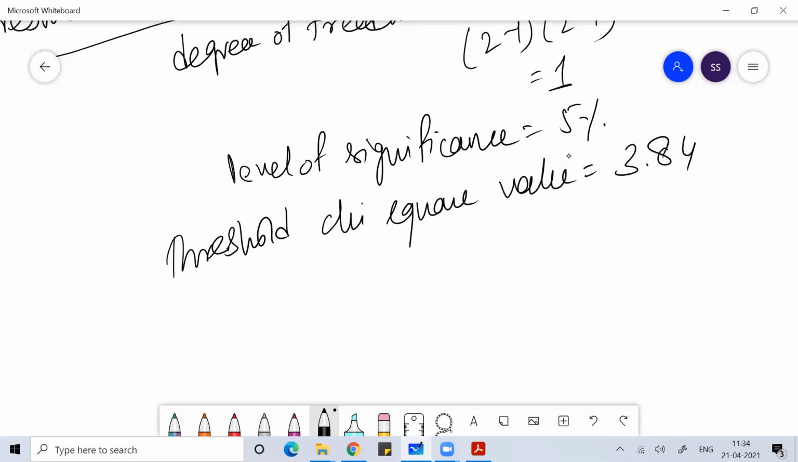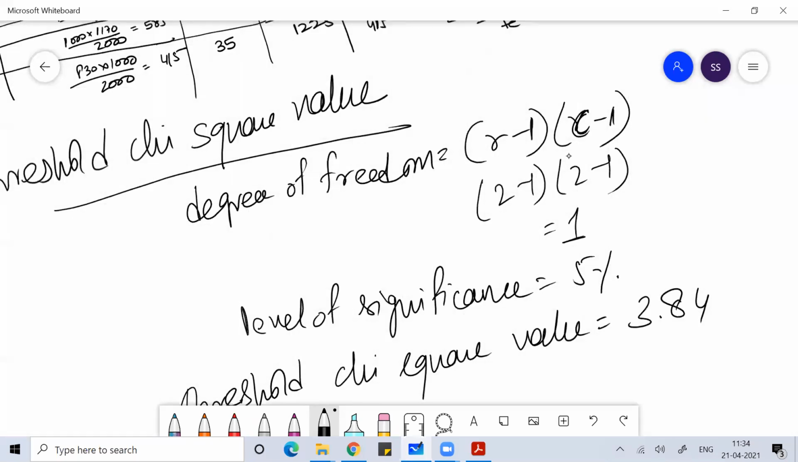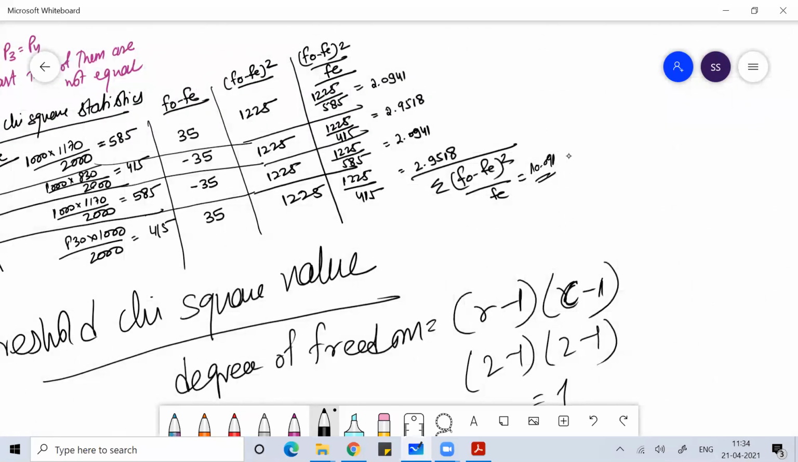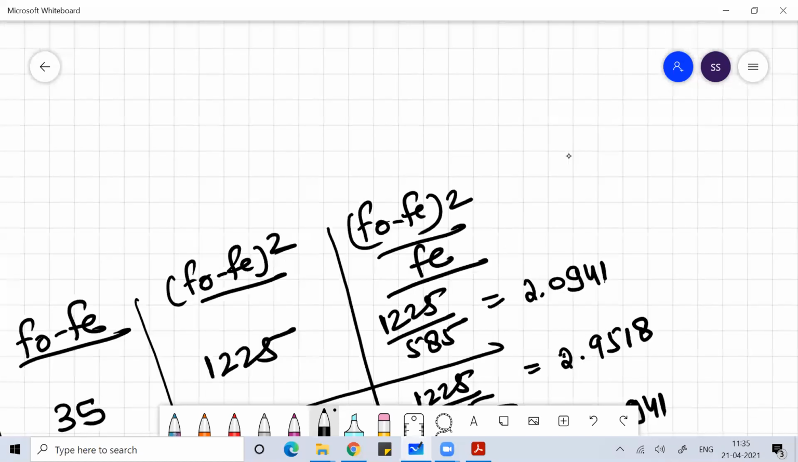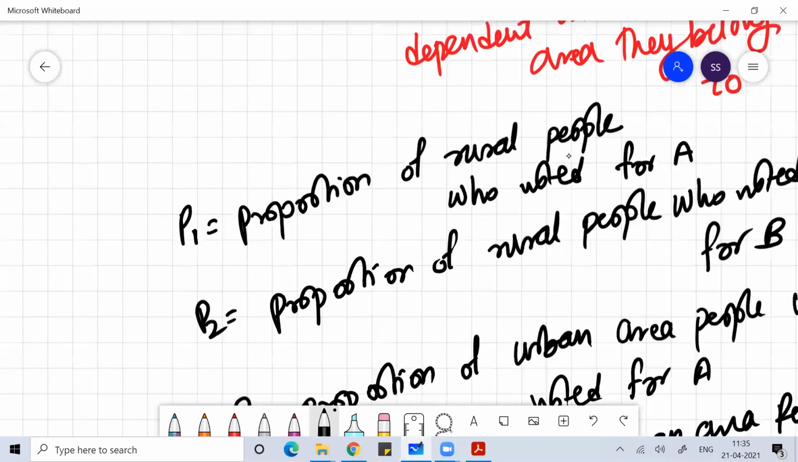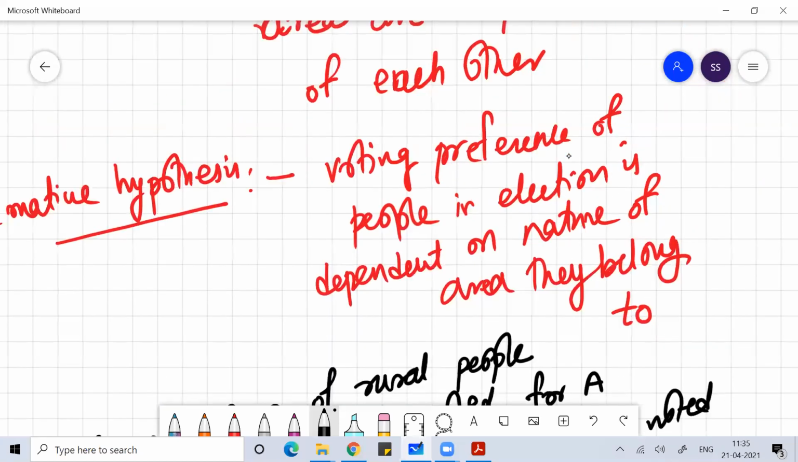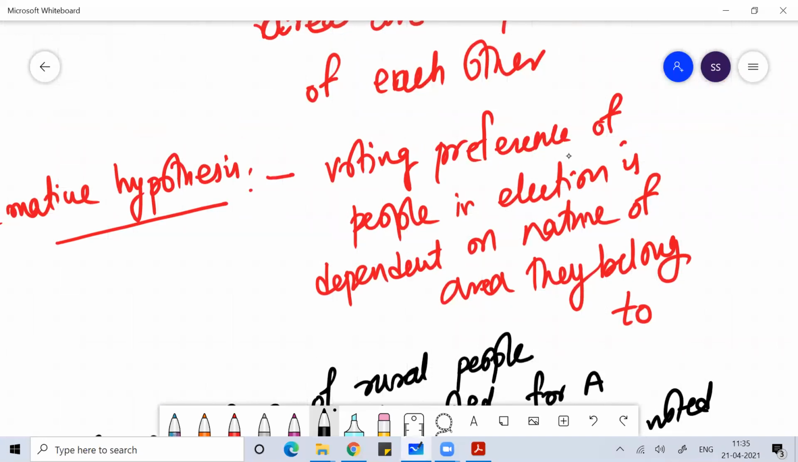And the calculated chi-square value you got was 10.091. Since the calculated chi-square value is more than the threshold value, you will reject the null hypothesis. If you are rejecting the null hypothesis, what does it mean? It means the voting preference of the people in the election depends upon the nature of the area they belong to.